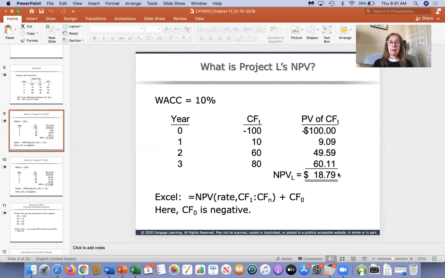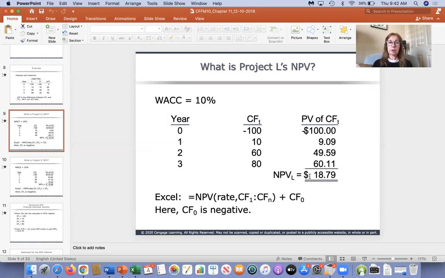What does this mean? This means that after the company paid the 10% to their investors, this project still netted them $18.79. So it added value to the firm. Therefore, you would accept this project. You accept any project that has a positive net present value because it means that they've added value to the firm. It's profitable, in other words. If it were zero, they were breaking even. If it were negative, they're losing money, and so you would not accept the project.